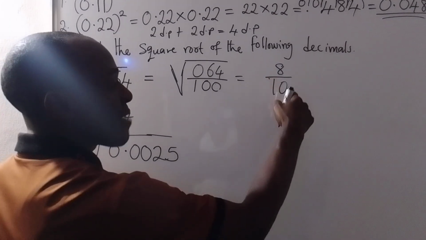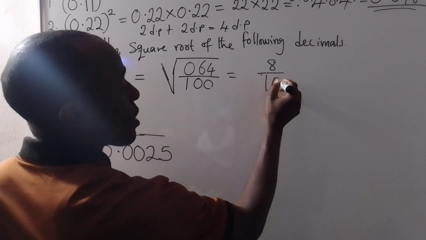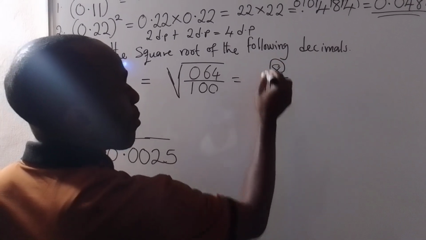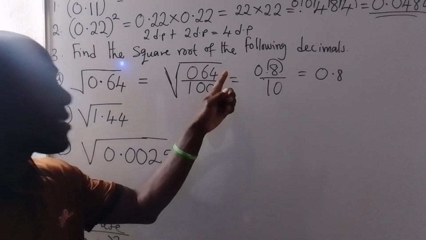So 8 divided by 10, you don't need to punch your calculator. Rather, this is 1 0, we move 1, put our point, our 0, then our answer is 0.8. For emphasis sake.